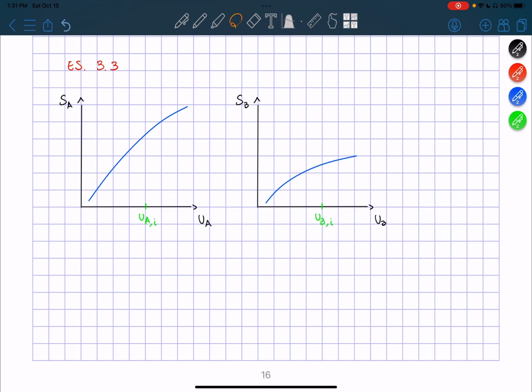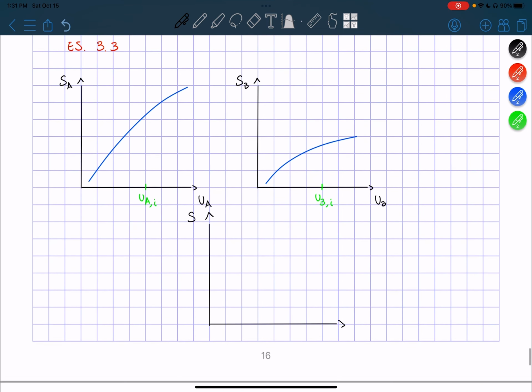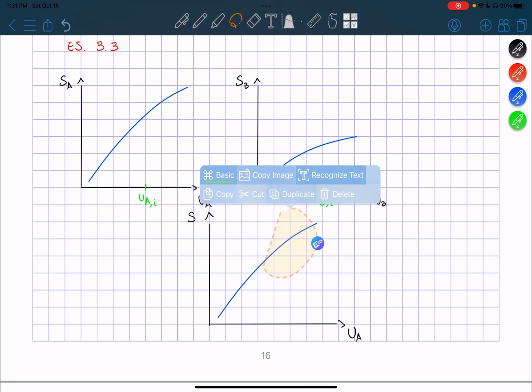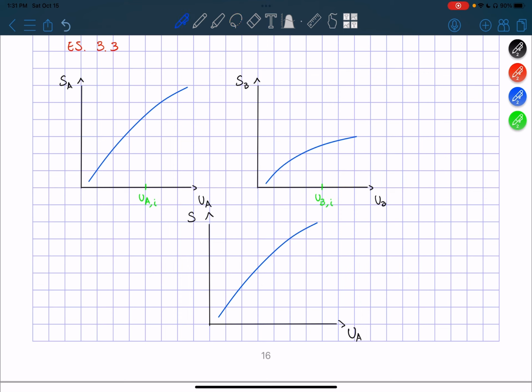Now, to solve this problem and to understand it better, I like to create a graph where these two are on the same graph. I'm going to use S as the entropy, because it can be either A or B, and then I'm going to use U of A for the x-axis. So here we have the first one, which will be like this. The second one instead is going to be the opposite, because of course we are starting to decrease it. So we have, let me use the curve.